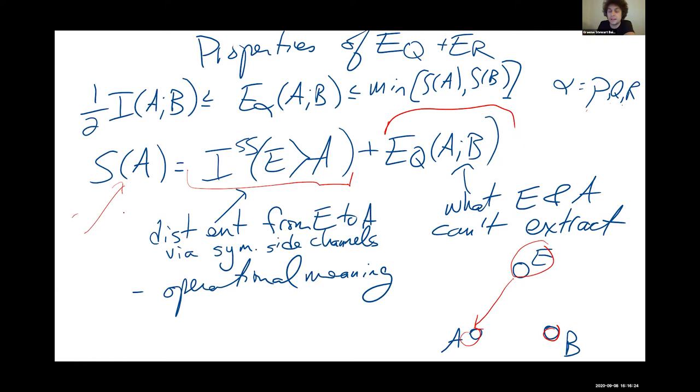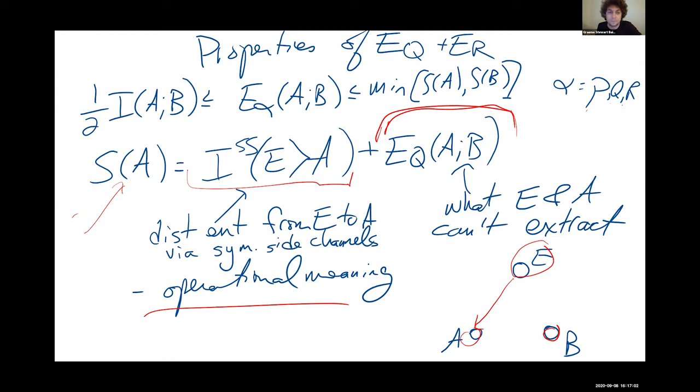And that means Alice's entropy, I can sort of split up into two parts. One is the part that has some potential to extract entanglement with the environment. And the other part is the stuff that basically even Alice can't extract any entanglement for. So this is sort of the stuff that they can't turn into entanglement. That's the entropy of Alice's that is kind of stuck. Okay, so that's something nice because it gives us an operational meaning of this EQ.